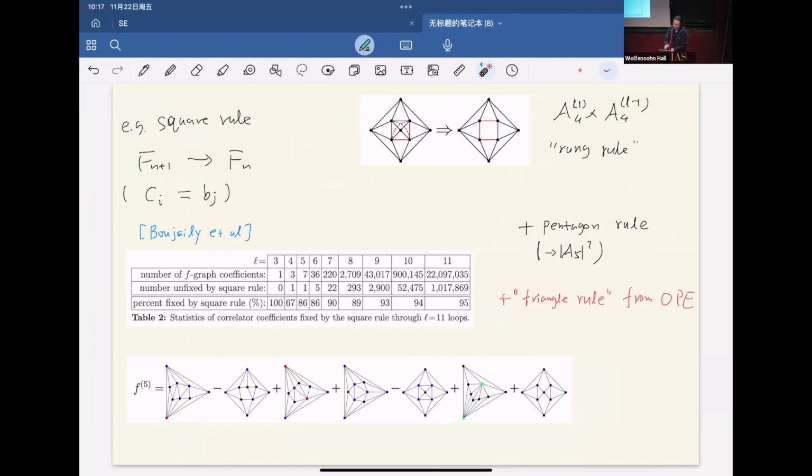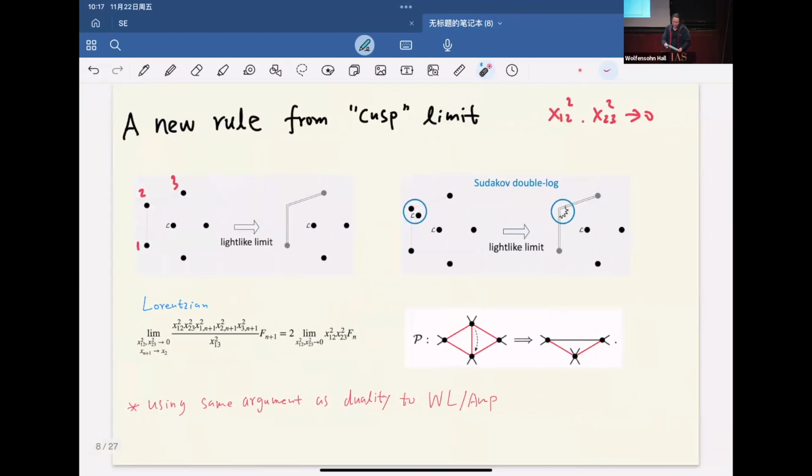So 5 loops is similar. Out of the 7 graphs, you still have 1 coefficient that cannot be fixed by the square rule. So the main progress we made just a few months ago is that we found a single new graphical rule, which has some physics motivation behind it, and in the end it's also very closely related to amplitudes. And from this single rule, just forget about any previous rules, we're able to bootstrap the F graphs of the correlator up to 11 loops.